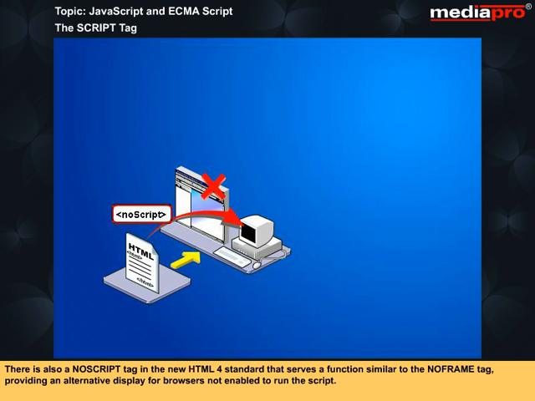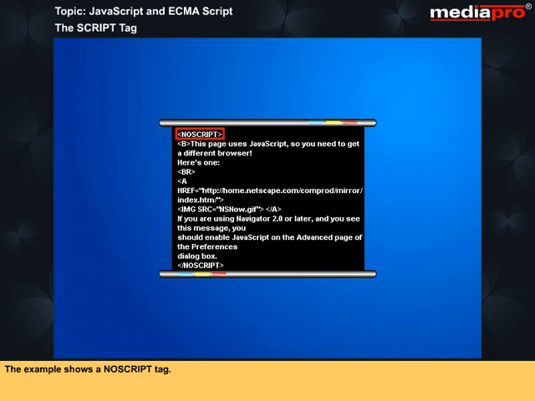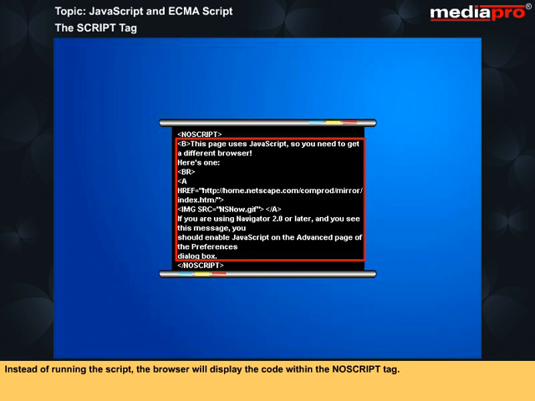There is also a noscript tag in the new HTML4 standard that serves a function similar to the noframes tag, providing an alternative display for browsers not enabled to run the script. The best current use for the noscript tag is to specify alternate content for browsers where the user has disabled JavaScript. The example shows a noscript tag. Instead of running the script, the browser will display the code within the noscript tag.